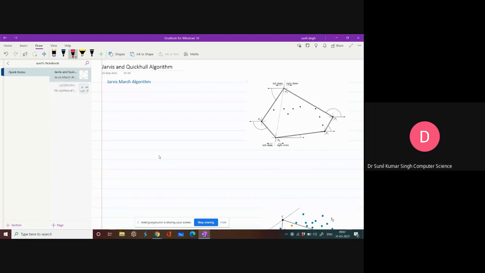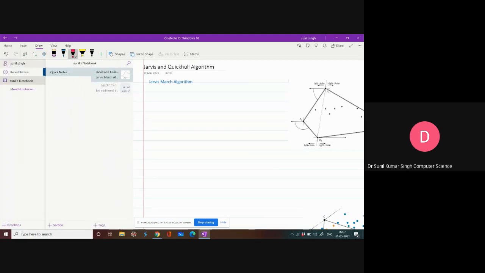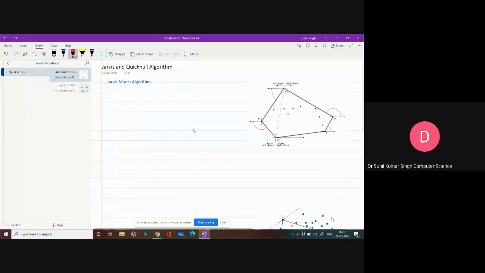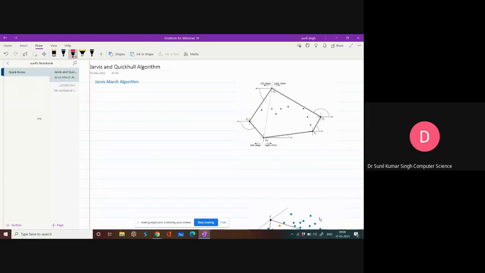this is the diagram I have used here to explain it. Let me close this. So what I have to do? Drag. Okay, fine.